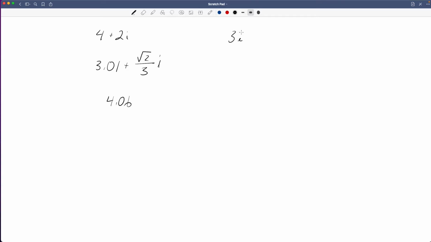3i, there is no real value in front of it, so we can only express this. That'd be like saying 0 plus 3i. Because 0 has no value, we just don't write it, right? So be aware of those things.